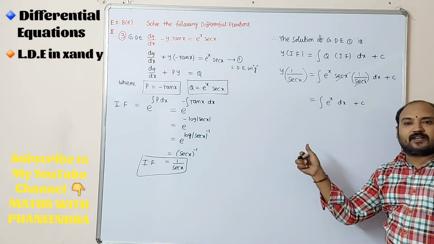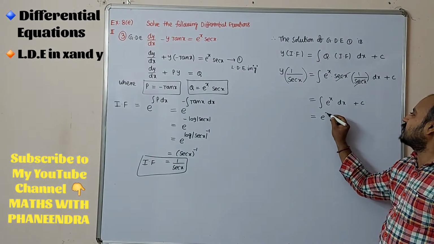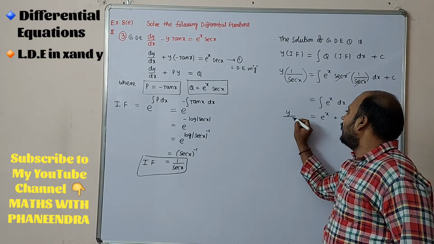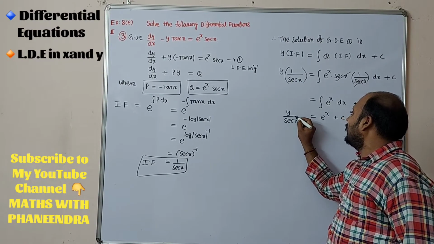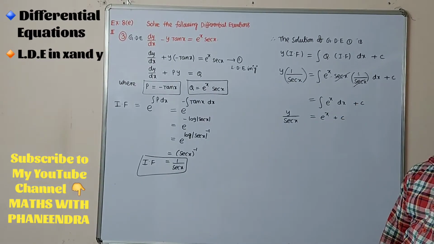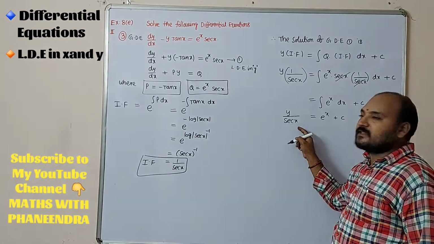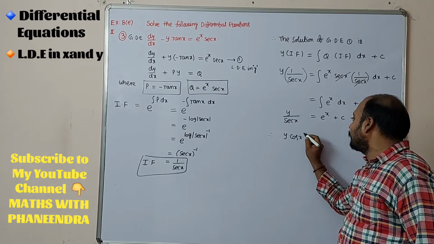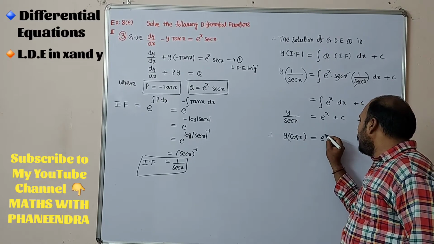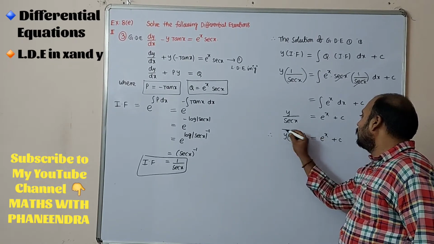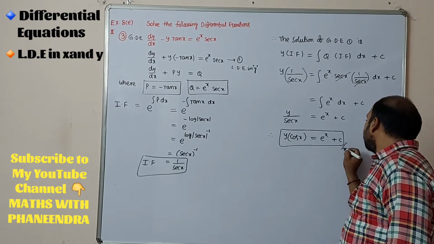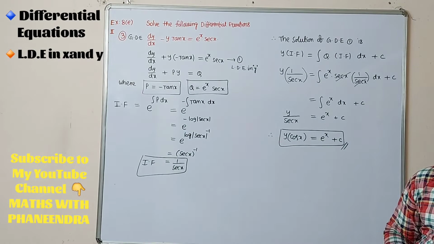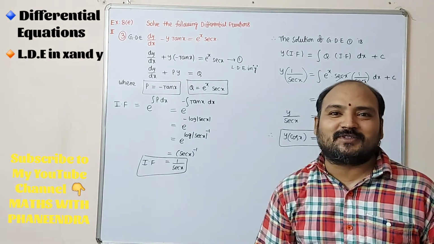Integral e power x dx, so e power x plus c. So y by secant x is equal to e power x plus c. 1 by secant x is cos x, therefore we can write y into cos x is equal to e power x plus c. This is the solution of given differential equation. We'll move on to the next question.